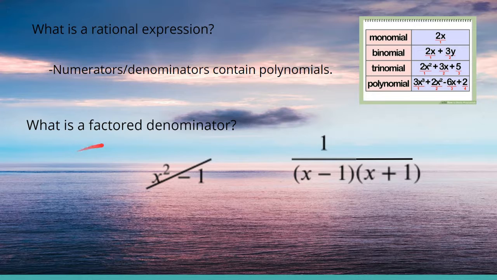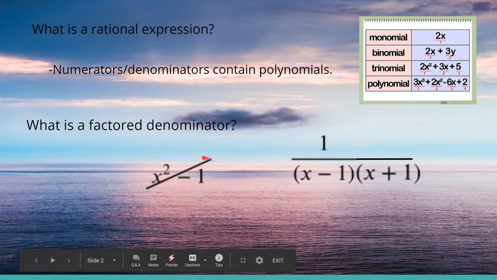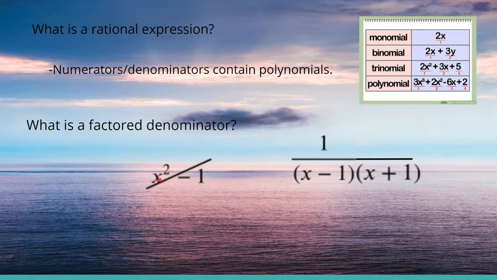So, what is a factored denominator? If you look here, this is 1 over (x minus 1)(x plus 1). The denominator is factored because it came from x squared minus 1. If you factor x squared minus 1, you get (x minus 1)(x plus 1). I'll show you how to factor in a while. Let me show you some definitions.